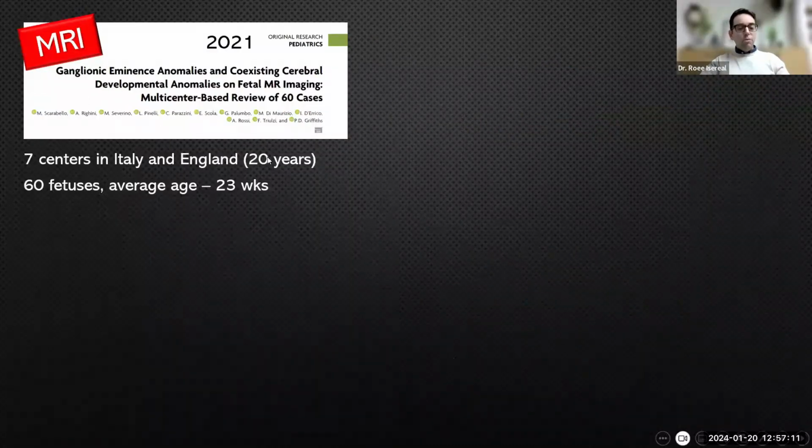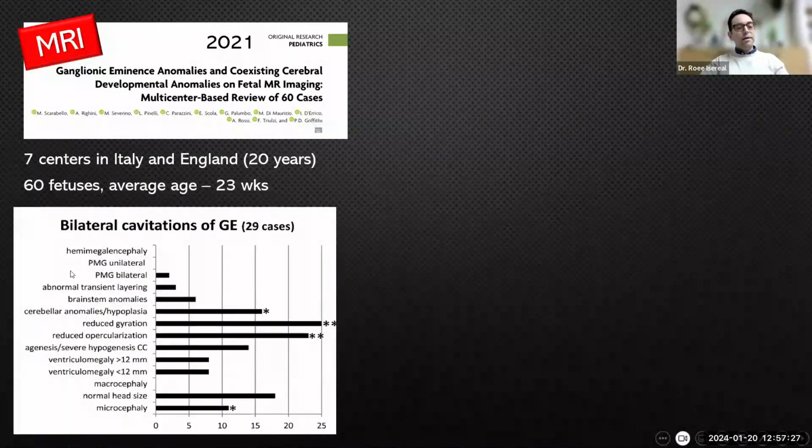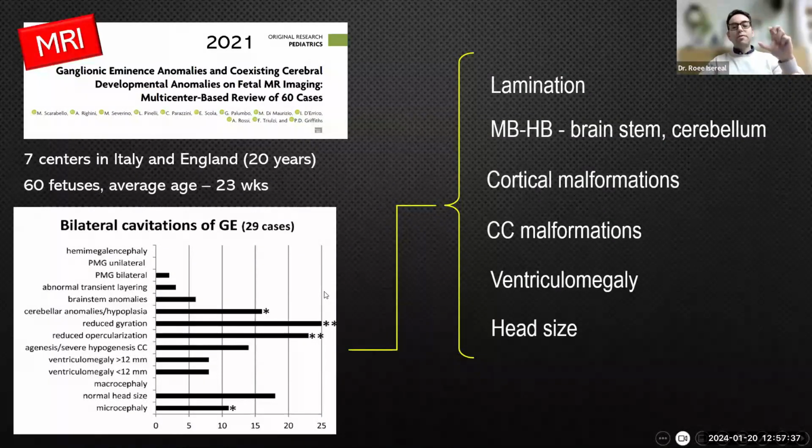Recently, again, from the group from Italy, led by colleagues from Milan and the rest of Italy, this is a multi-center study which included 60 fetuses. All of them were scanned and diagnosed by MRI at around 23 weeks of gestation. If you look at the list of involved structures in the entire brain pathology, in those cases that had bilateral cavitations, you may come up with this checklist of structures that you must look for whenever you are suspecting a ganglionic eminence pathology, because as I told you, this involves almost the entire brain.